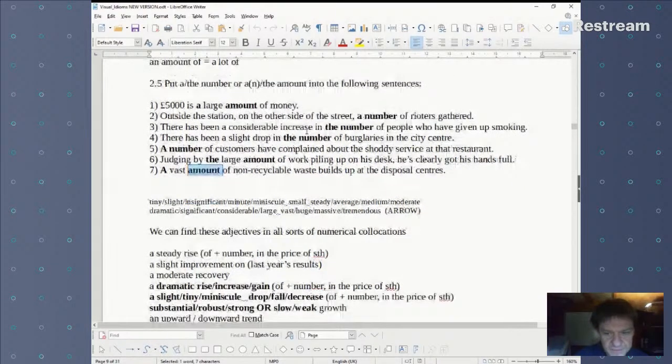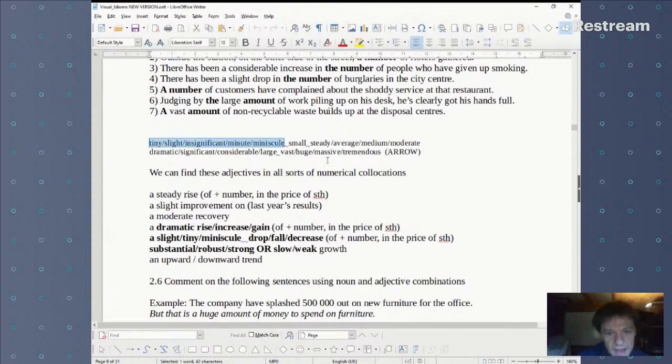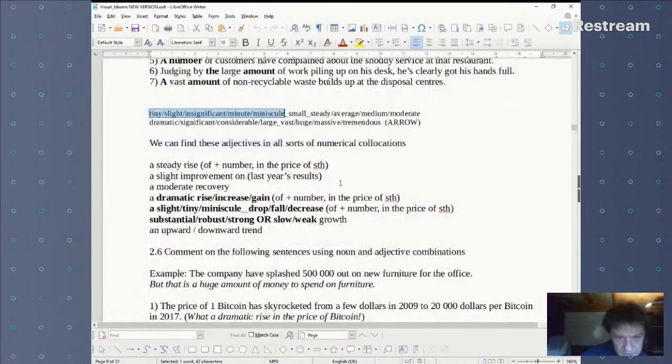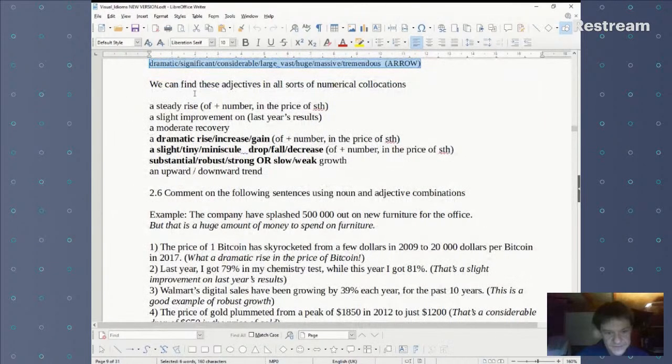Okay, so we've got some other adjectives now that are very useful in different collocations. We can talk about a tiny, slight, insignificant, minuscule, minute, small. Okay, so these all mean tiny, and we can talk about a tiny, slight, insignificant, minute, or minuscule increase. Yeah, that's what we're looking at here. Let's look at these parts down here. We can find these adjectives in all sorts of numerical collocations.